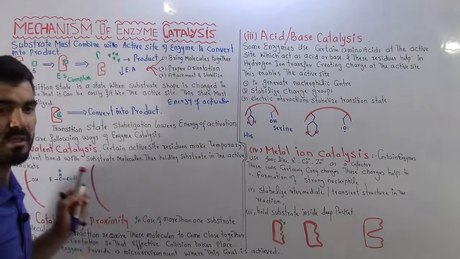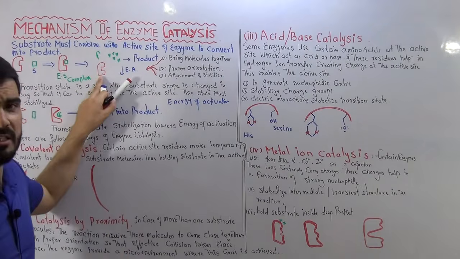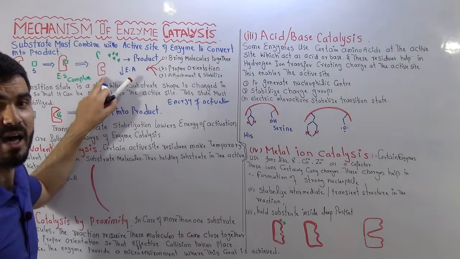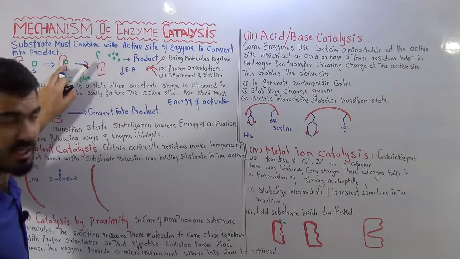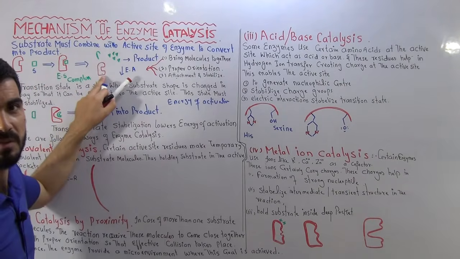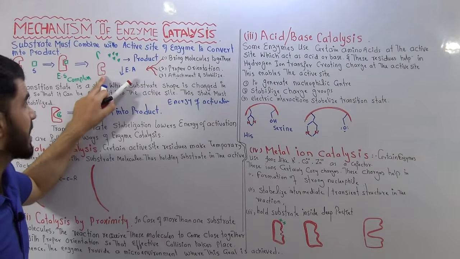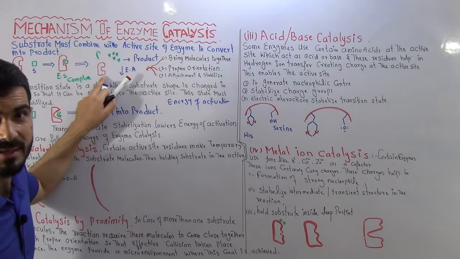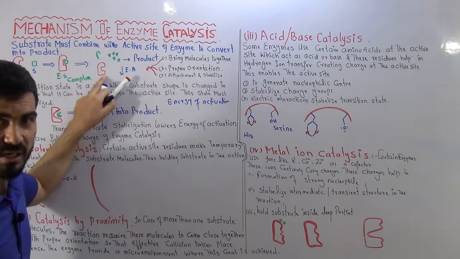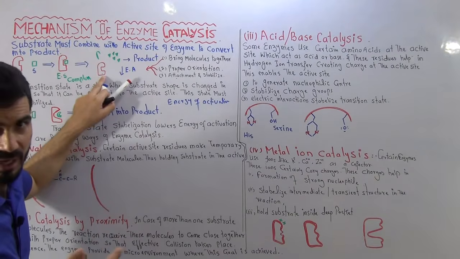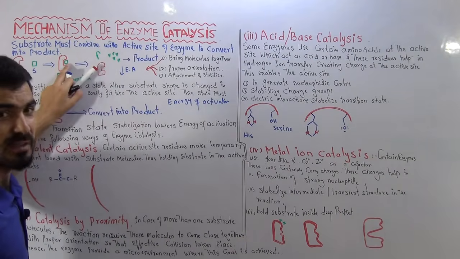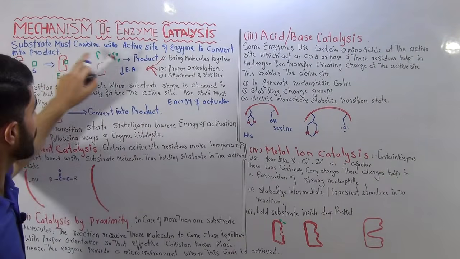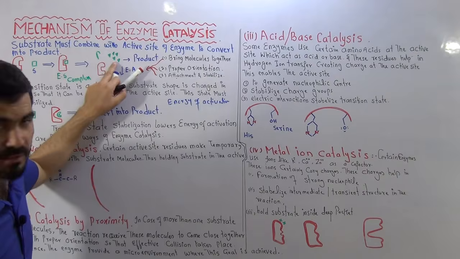Enzyme shape is unchanged. It has a shape like this before the reaction, and after the reaction, the enzyme still has the same shape. Enzyme is not utilized. Enzyme has just sped up the chemical reaction. So what happened actually? The substrate was converted into product.